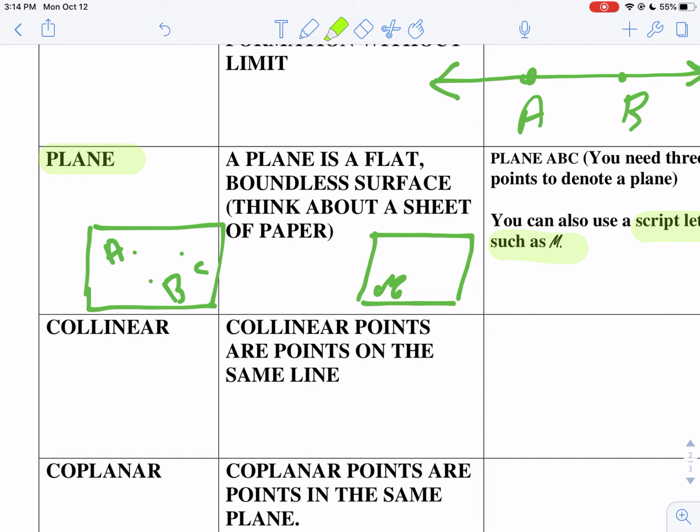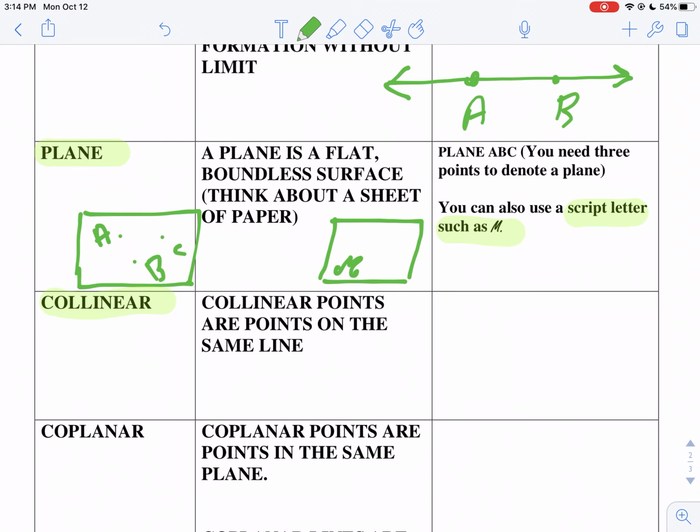Collinear. Collinear means on the same line. Okay, so collinear points are points on the same line. So for example, if I draw a line like this, I'm going to call this L, and I'm going to put 3 points on it. 1, 2, 3. So I could say that A, B, and C are collinear. They're on the same line.